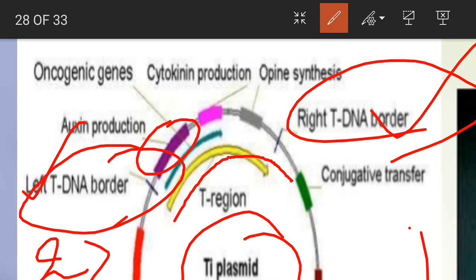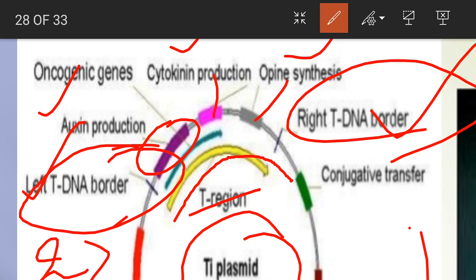First one is labeled as auxin production. Second one, cytokinin production. Third one is opine synthesis. That is, the tDNA region, or this T region, mainly consists of three regions: the region for auxin production, the region for cytokinin production, and the region for opine synthesis. In the auxin region, it consists of two genes called IAAM and IAAH. IAA stands for indole acetic acid, which is an auxin. That is the reason why it is called the auxin producing region.